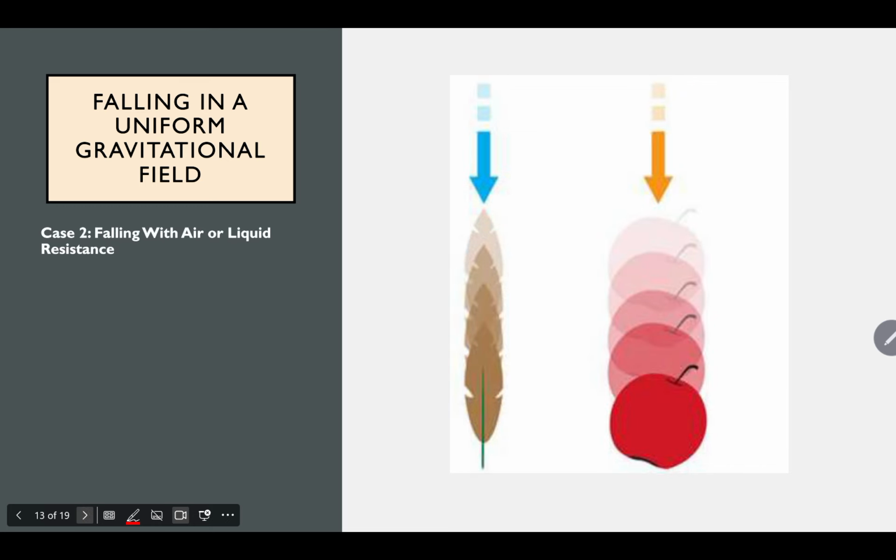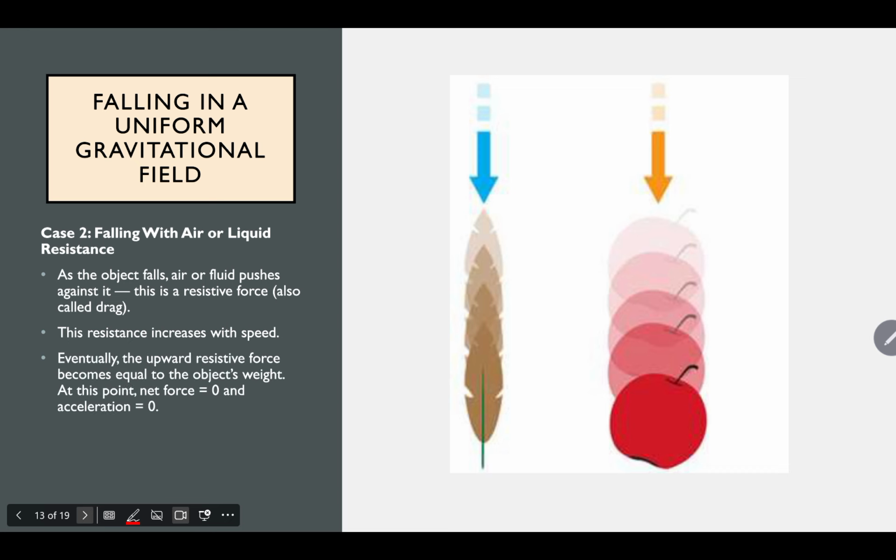Now, second case, if falling with air or liquid resistance. Now, this is no longer free fall, right? If I have any kind of resistance. So as the object falls, air or fluid pushes against it. This is a resistive force, which is also called drag. The faster you go, the more air resistance there will be.